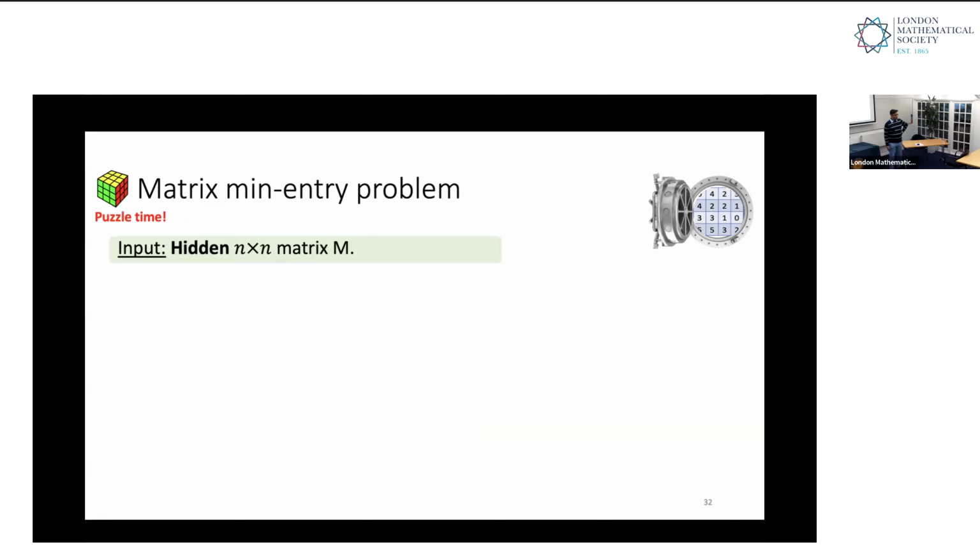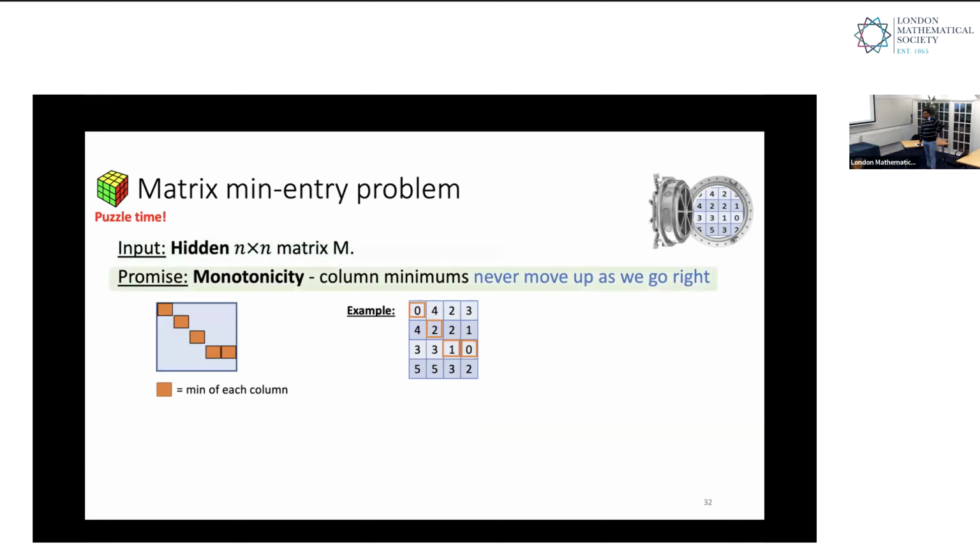You have an n cross n matrix. It's hidden to you. You don't get to see it, but you have the guarantee that the matrix is monotone, in the following sense. If you look at the minimum entry in each column, which is orange over here, when you go from left to right, these column minimums will never move up. They will only go down or stay at the same level, right? So if you just trace these minimums, they form a staircase. This is one such example.